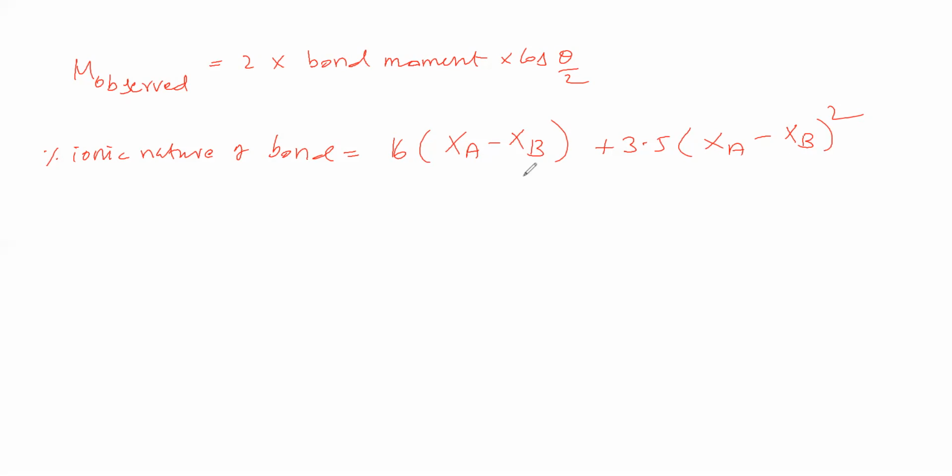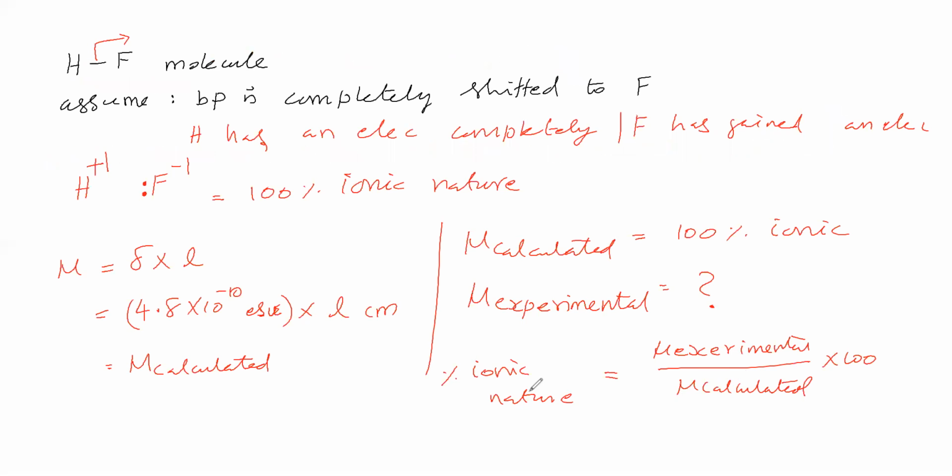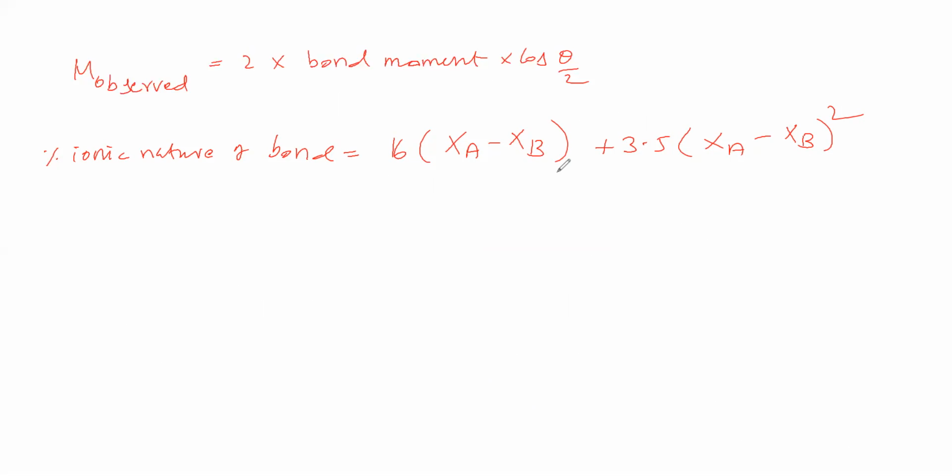If you know the electronegativity values, then we can find the percentage of ionic nature. If you know the dipole moment, then we can also find the percentage of ionic nature. So the percentage of ionic nature is found using the dipole moment, otherwise using the electronegativity values. Okay, that is about dipole moment. Next we will see about intermolecular forces.